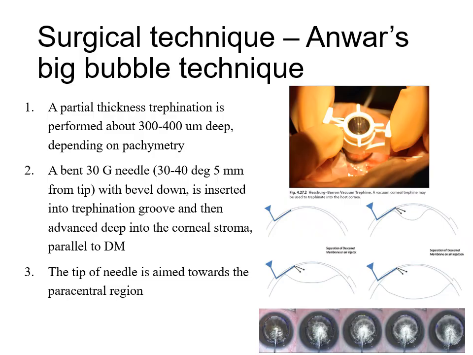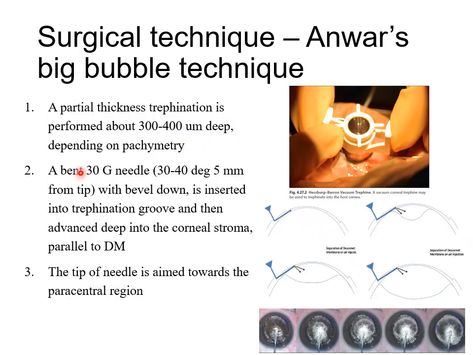Now what I'm going to do is talk about the surgical steps first, and then I'm going to show you a video, and that will help clarify most of the things. So a partial thickness trephination is performed. This is basically a trephine. It has a circular blade which cuts the cornea, right? All the trephines come in various sizes and depths. This one's about 300 to 400 micrometers deep.